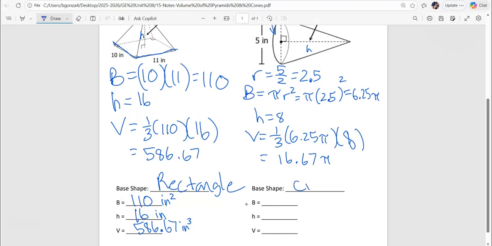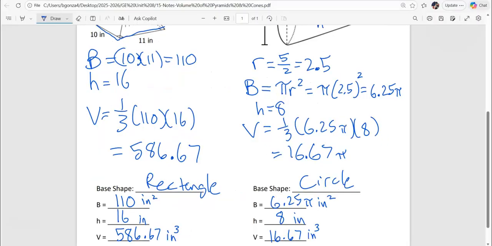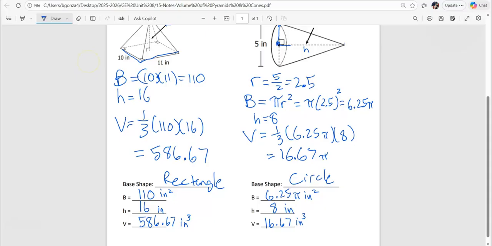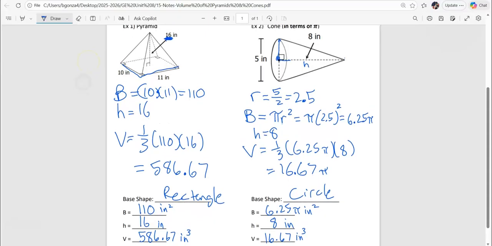So again, my base shape is a circle. My big B, area of the base, is 6.25 pi. My height is 8, and my volume is 16.67. Please notice the units of measure. Volume is inches cubed. Base area is inches squared. Regular height, length is just regular inches.